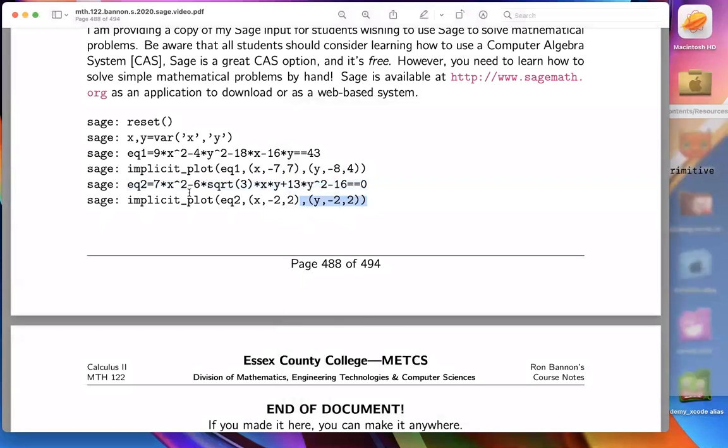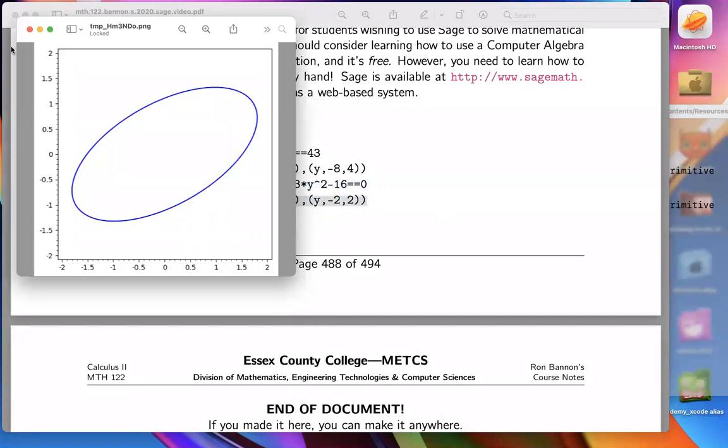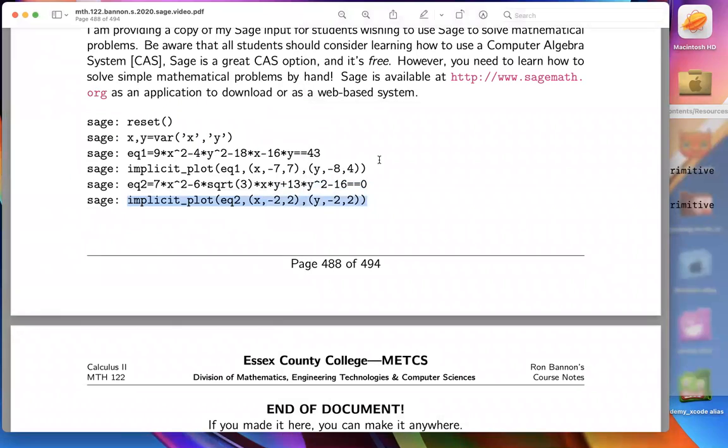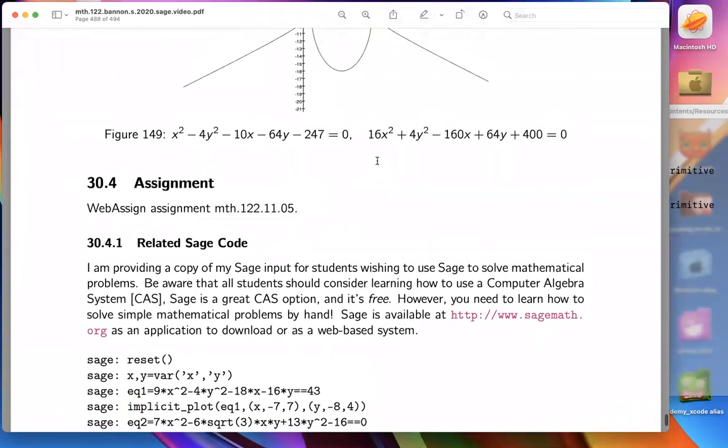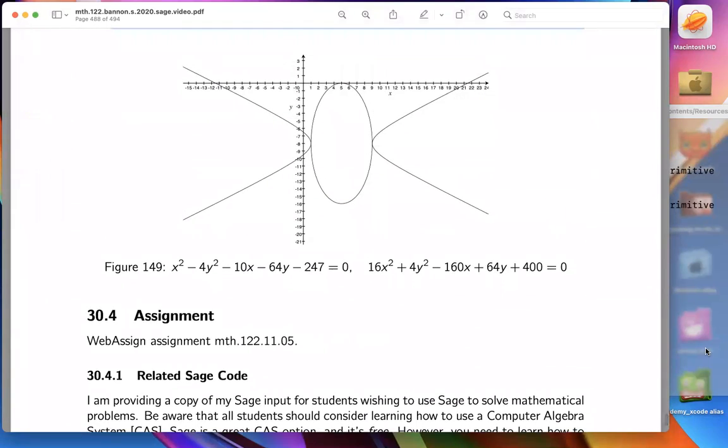But anyway, what I'm going to do is I'll do this over here. I'll type that in and it plots it out. Now, what is it? It's a rotated ellipse. All right. So what I want to do is I want to go back to the notes and I want to see if I can do this example over here.